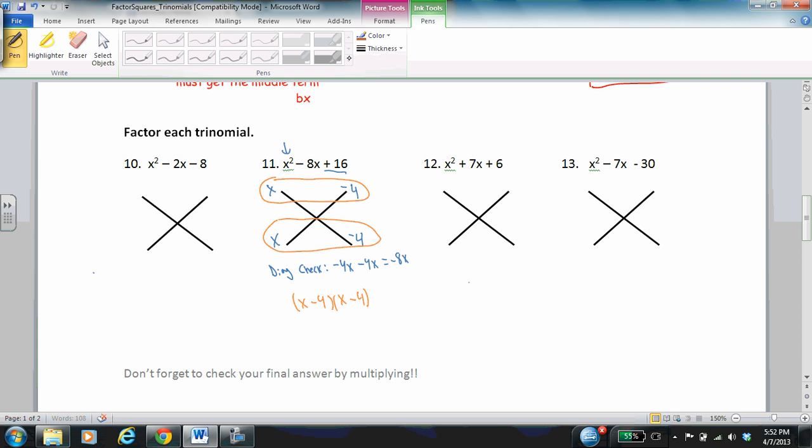Okay, let's try another one. Again, two things that multiply to give me x squared, looking at number 12, x and x. And then what are two things that multiply to give me 6 and might also add to give me 7?